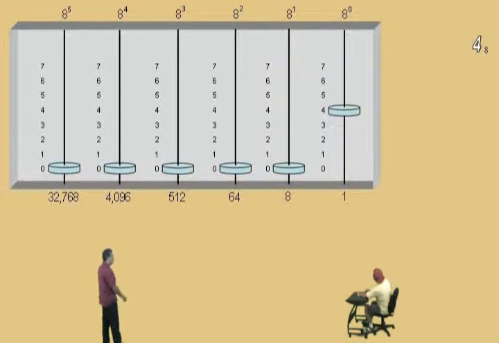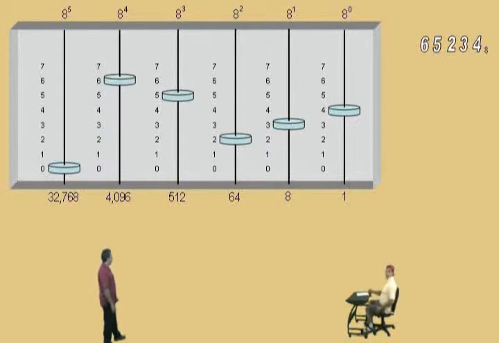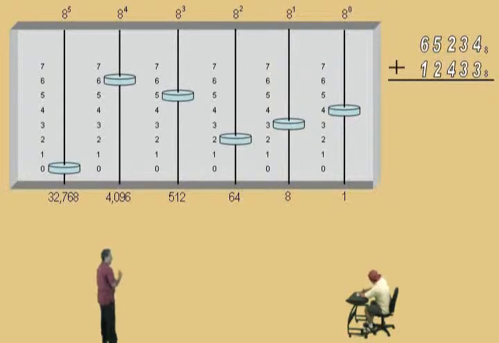Oh, what fun! Now let's enter our base 8 number. We'll put our 4 in our 8 to the 0 column. We'll put a 3 in our 8 to the first power, a 2 in our 8 squared column, and we'll put a 5 in our 8 to the third power column, and our 6 in our 8 to the fourth power column, which is this 4,096. Now, to this base 8 number, we're going to add 1, 2, 4, 3, 3, base 8.